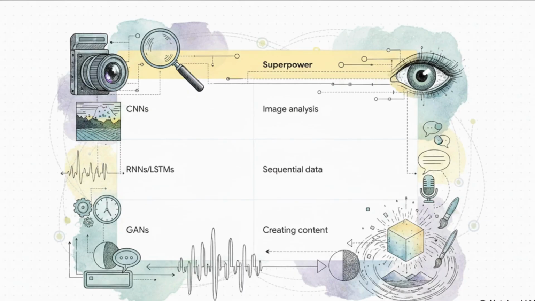Next, RNNs and LSTMs. Their superpower? Handling sequential data, which makes them the absolute masterminds behind processing human speech and audio over time. And finally, GANs, generative adversarial networks. Their superpower is pure creation, generating completely original synthetic images and audio just out of thin air.